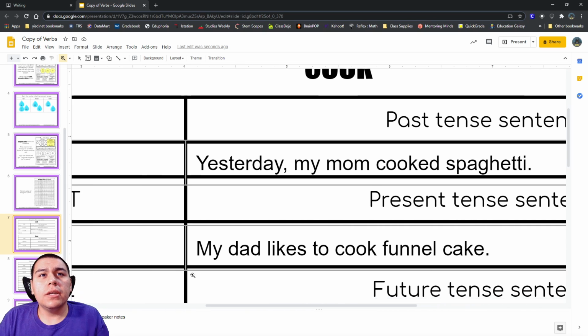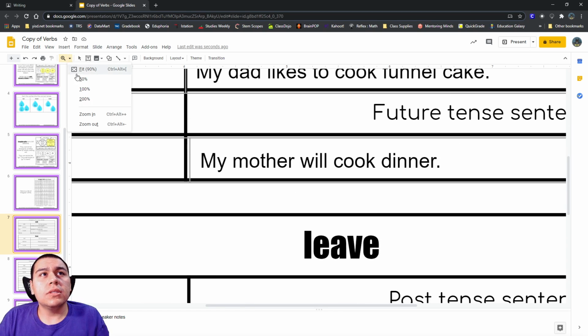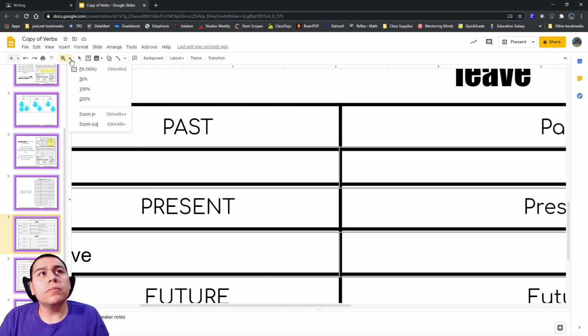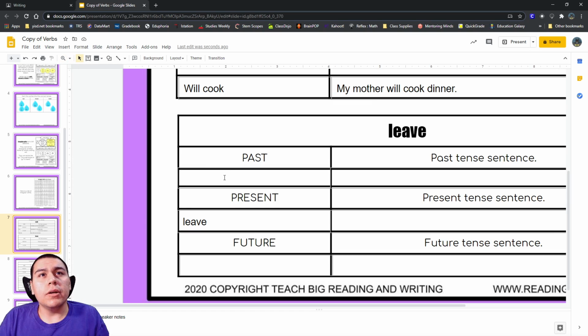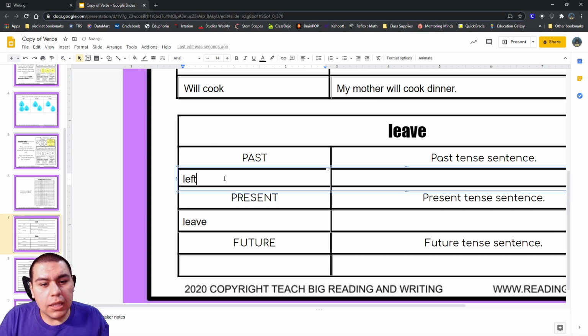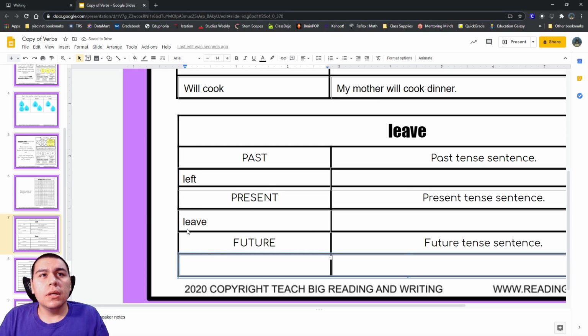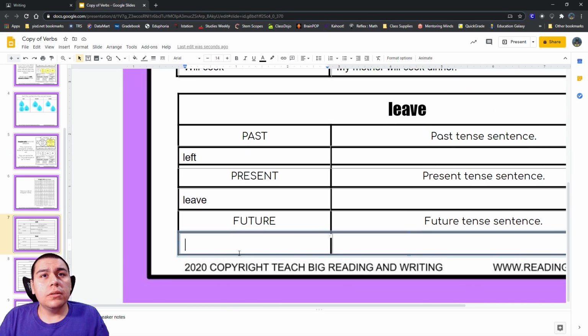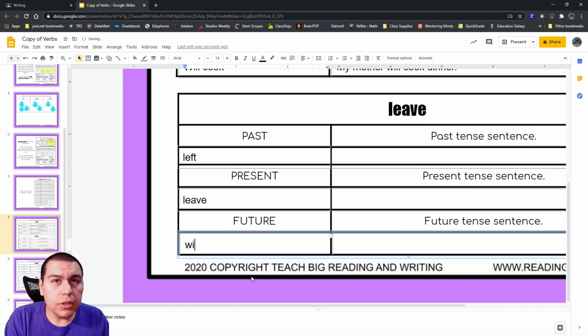I'm going to put that here. Let me zoom out just a little bit. Okay. Our past tense is left. In the future tense, we can do the same thing that we did for our regular verb. Will, and then our verb. So will leave.